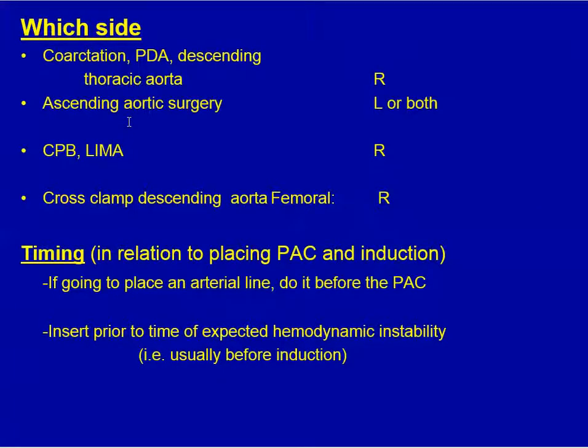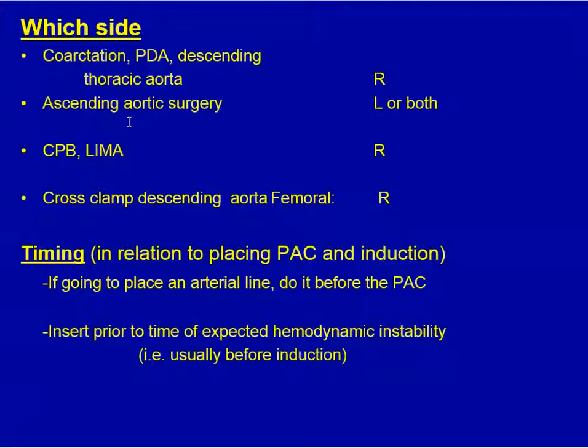Now, it's important to consider the side in some of our surgical patients. Remember that when surgeons are working near the left subclavian artery, such as for coarctation surgery, surgery for patent ductus arteriosus, and surgery on the descending thoracic aorta, often they will clamp the left subclavian, and therefore you certainly don't want your arterial line in the left side.